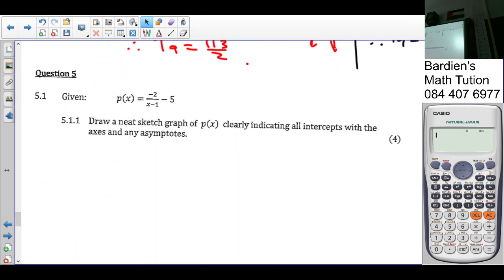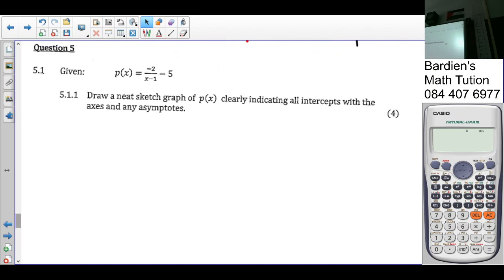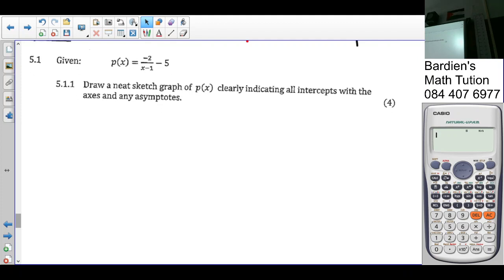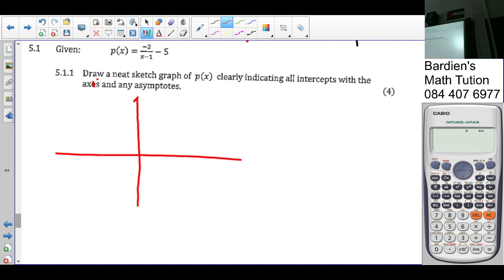Let's look at question 5. In question 5 we are given P of x equal to negative 2 over x minus 1, minus 5. What type of graph is that? Hyperbola graph. Okay. Draw a neat sketch of the graph clearly indicating the intercepts with the axis and any asymptotes. Okay. So the first thing we draw in is our asymptotes. What's the equation of the asymptote? y is equal to negative 5 and x equal to 1.